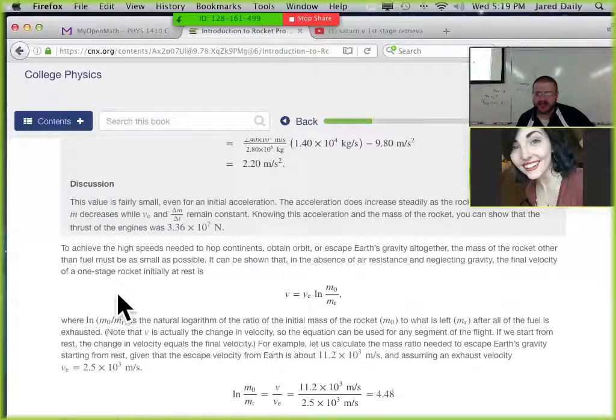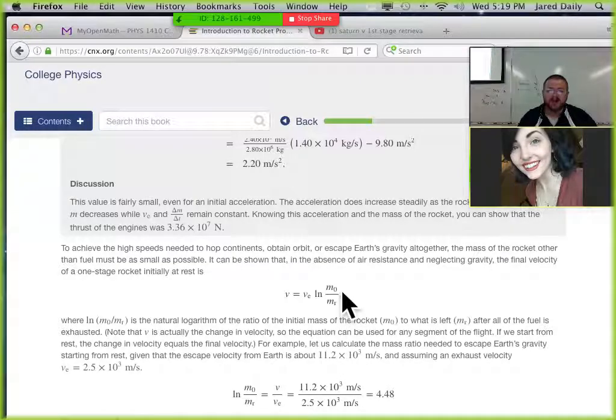Here's another equation that they give us without explanation. It comes from some calculus stuff. But this one will tell us the final velocity of a one-stage rocket that is initially at rest. It will equal the exhaust velocity, v sub e, times the natural log of the initial mass over the mass of the rocket residual.